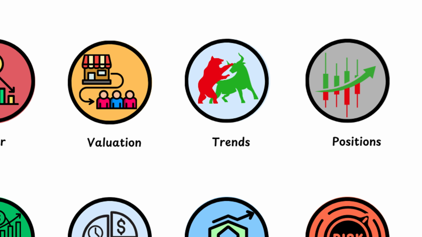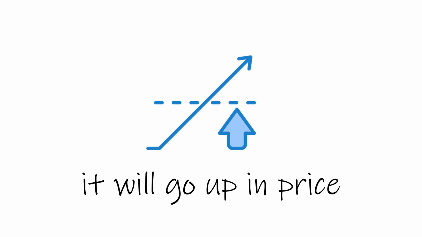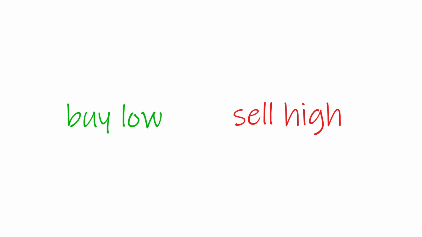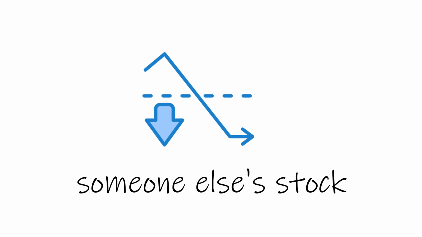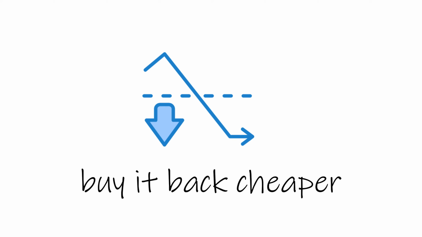Trading positions and strategies. Long position. This means you buy a stock because you think it will go up in price. You want to buy low and sell high. Short position. This means you borrow someone else's stock, sell it, and hope the price goes down so you can buy it back cheaper.